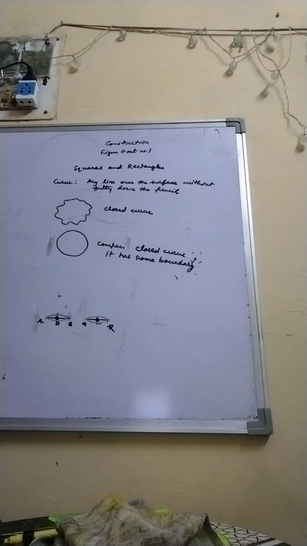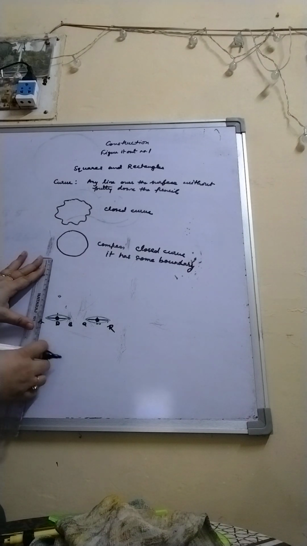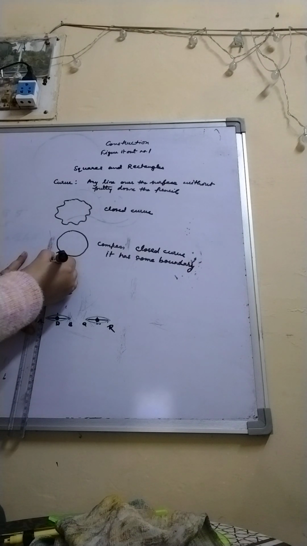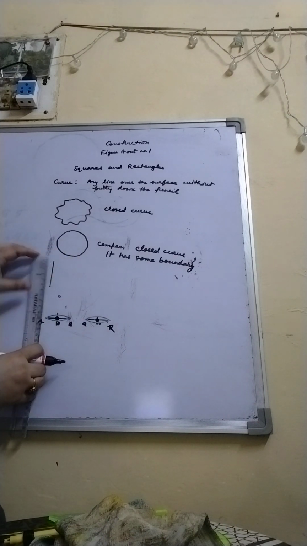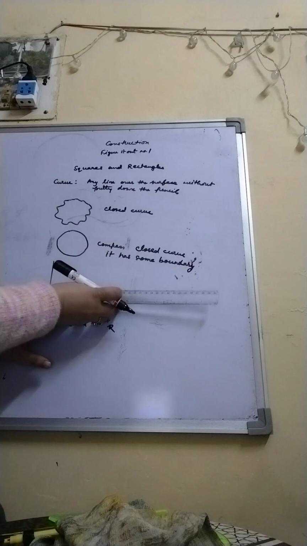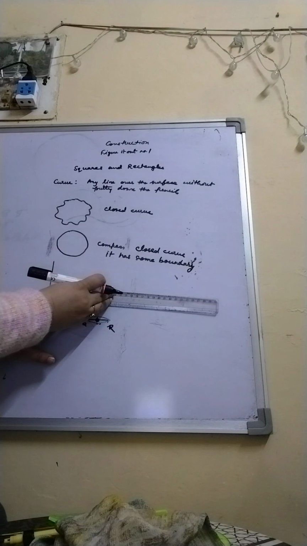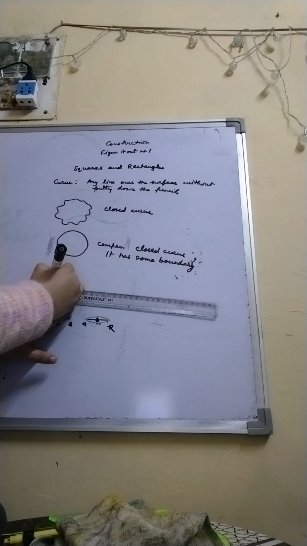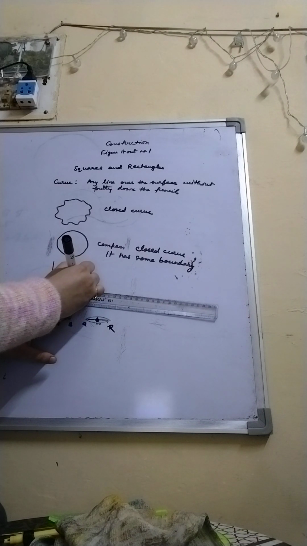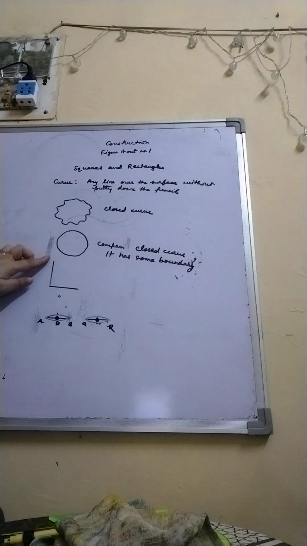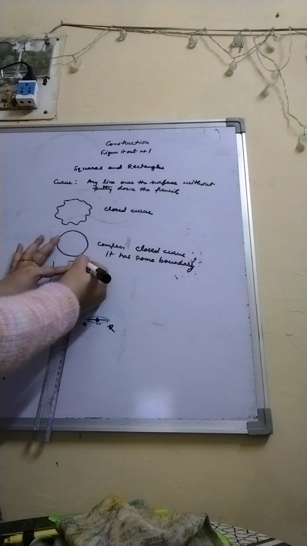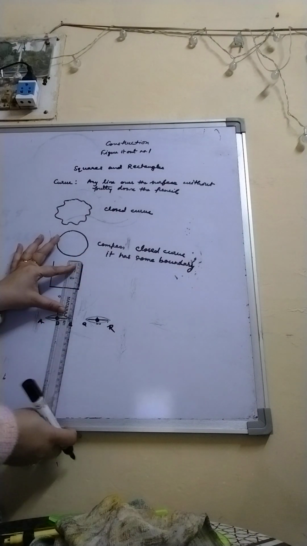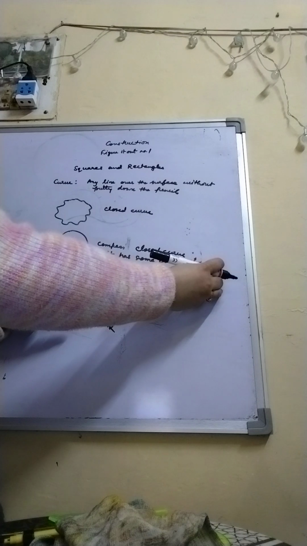So similarly, the squares and rectangles are closed curves made with line segments. How do you make the line segments? Like if I take a 5 centimeter line segment vertically and then join a 7 centimeter line segment, and a 5 centimeter line segment again horizontally. This is vertical, horizontal, and then again I draw a 5 centimeter line and a 5 centimeter line over here.